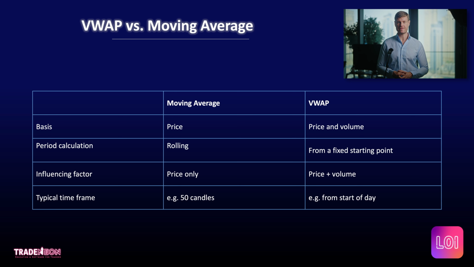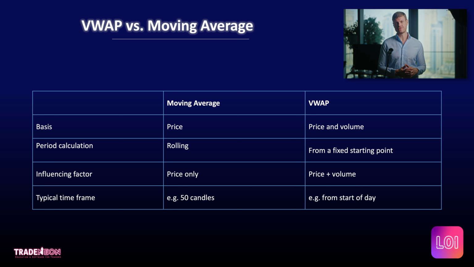The VWAP, on the other hand, always has a fixed starting point from which it is calculated. This never changes. If a new candle is created, it is included in the calculation, but the first candle does not fall out of the calculation. Another difference is that the closing price of the candles is not used for the calculations, but the lowest price plus opening price plus closing price plus highest price divided by 4. Thus, the average price of the candle is used.